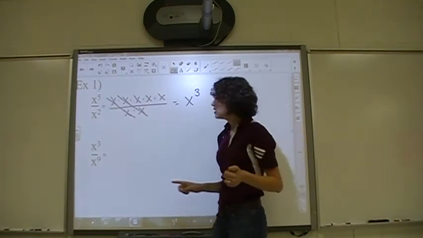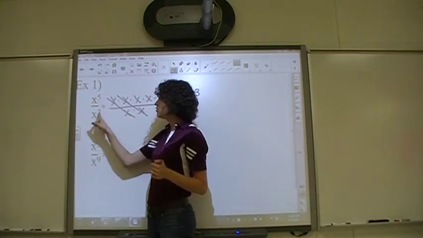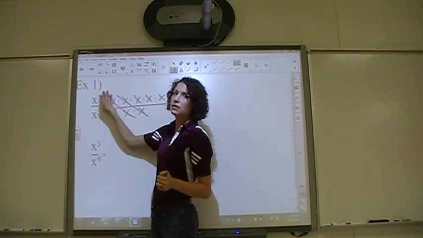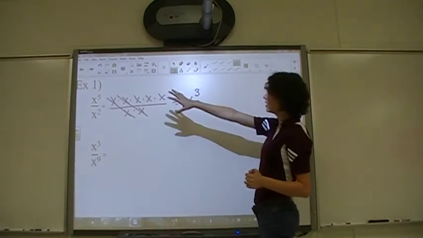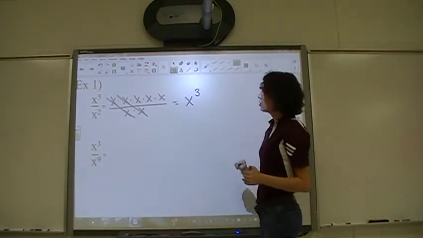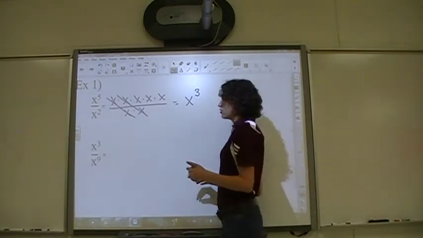The property for this is you could do 5 minus 2. You can subtract their exponents, then keep it where you have the most. So you have x to the 5th on top, you had more on top, so x cubed stays on top. Now let's try the bottom one.